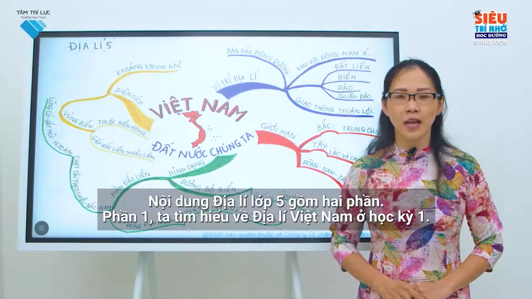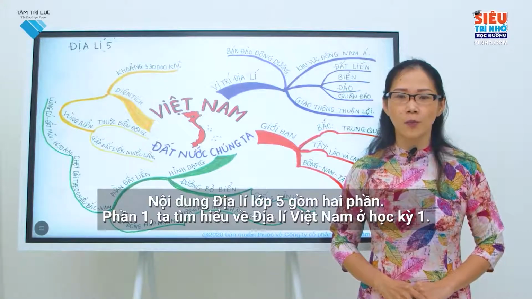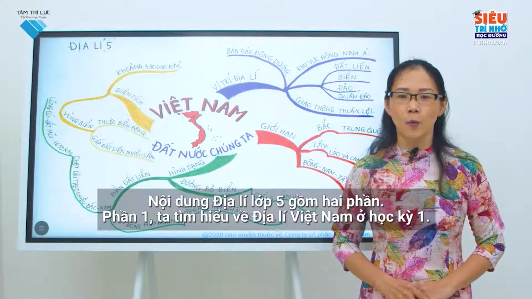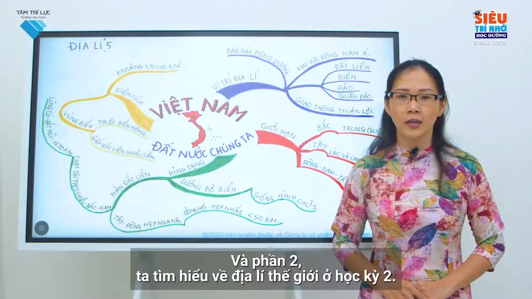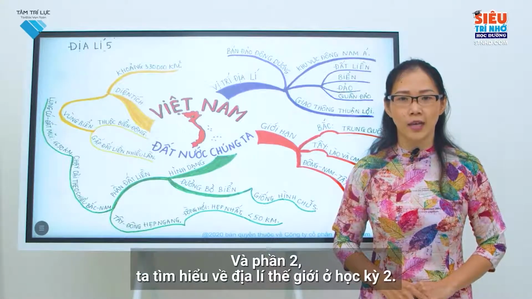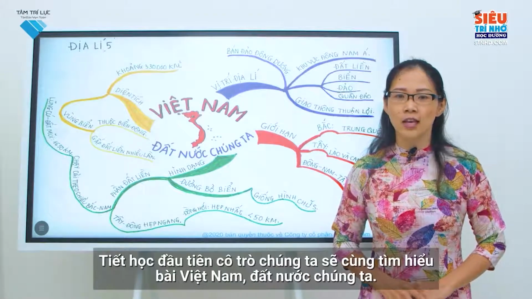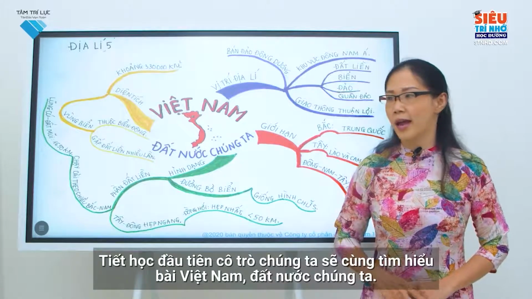The content of Geography Grade 5 consists of 2 parts. Part 1, we'll learn about Vietnam geography in the first semester. Part 2, we'll learn about world geography in the second semester. In the first lesson, we'll learn about Vietnam, our country.